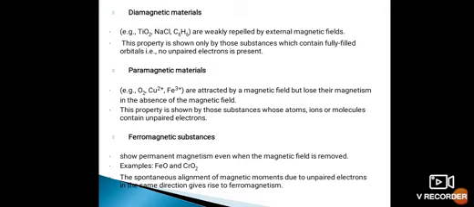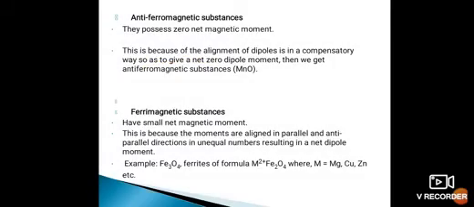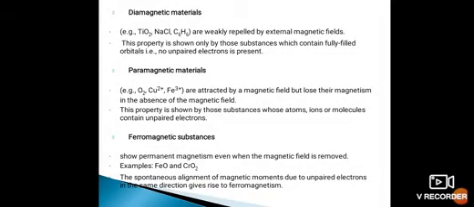You know very well, last year in the molecular orbital theory, chemical bonding chapter, you learned about that. For example, oxygen has paramagnetic nature because it has unpaired electrons in the antibonding orbital. So this property is shown by those substances whose atoms, ions or molecules contain unpaired electrons. These unpaired electrons are attracted by the magnetic field. Such materials are known as paramagnetic materials, which are attracted towards the magnetic field.